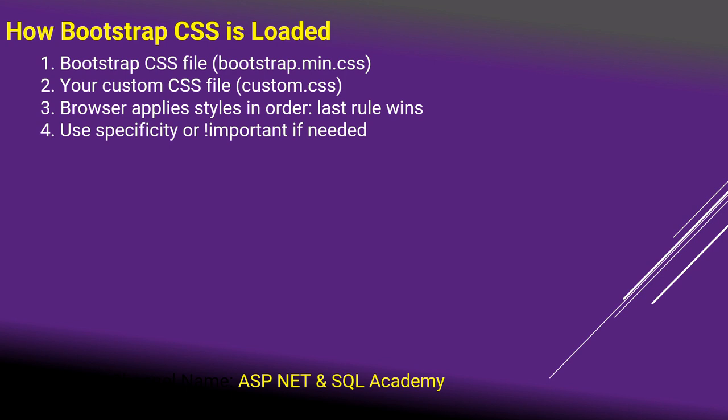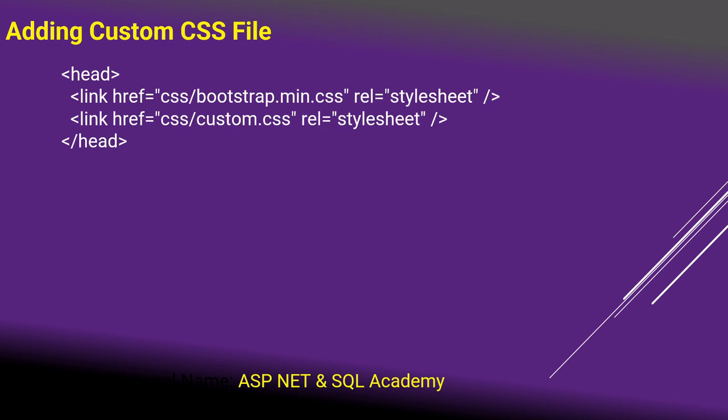Bootstrap styles are loaded first, followed by your custom CSS file. The browser applies CSS rules in order, so your custom styles will override Bootstrap's defaults if they come after the Bootstrap CSS. Include your custom CSS file after Bootstrap's CSS in your web forms projects, master page, or individual pages. This way, your styles take priority.